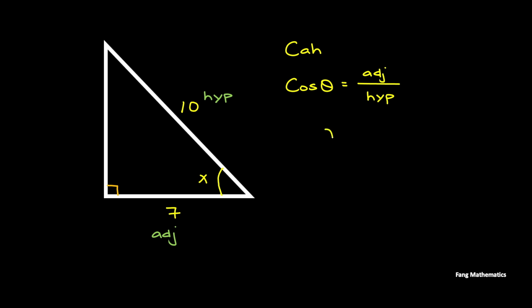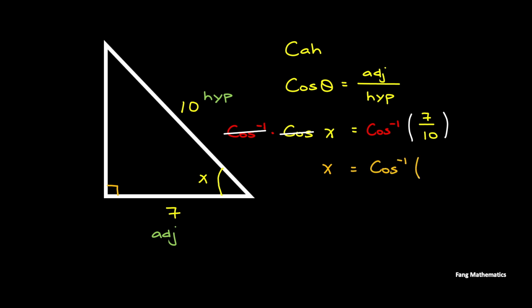In place of theta, we are to put x, the value we are to find. Adjacent now is 7, while the hypotenuse is 10. Next step, looking at the right, we are to remove the trigonometric function that is attached to our x, and remember, on both sides of the equation, put a parenthesis to indicate single object. On the left-hand side, your inverse function should eliminate with the trigonometric function, leaving you x. And on the right-hand side, you have cos inverse inside a parenthesis 7 over 10.